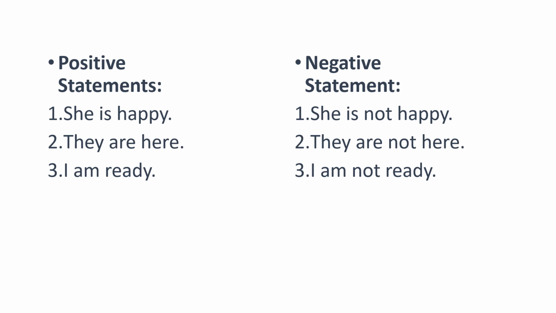Here are some examples. Positive sentence is she's happy. I'm using contraction here. She's happy. Negative, she's not happy or she isn't happy. They're here. They're not here or they aren't here.